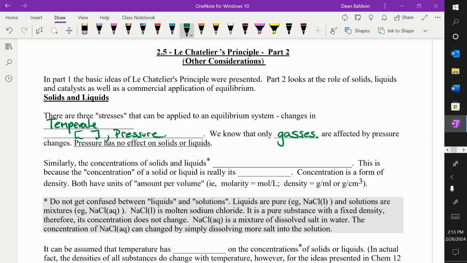Solids and liquids, pressure has no effect on them. Okay. I forgot the U in temperature. There we go. Okay, so solids and liquids. Can you change the concentration? No, you cannot. So the concentrations of solids and liquids.